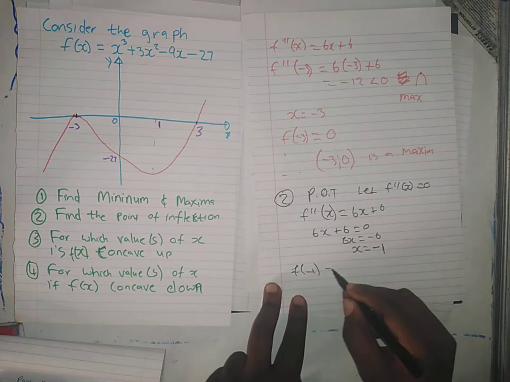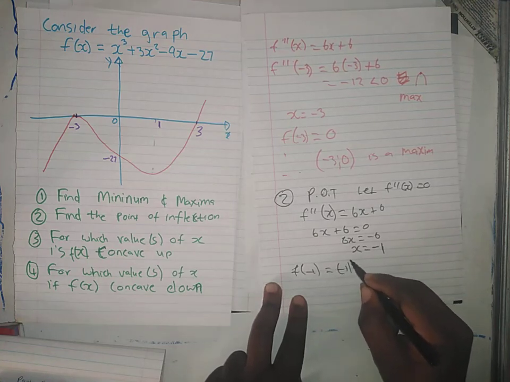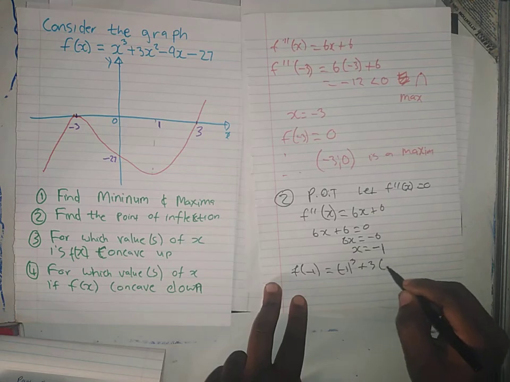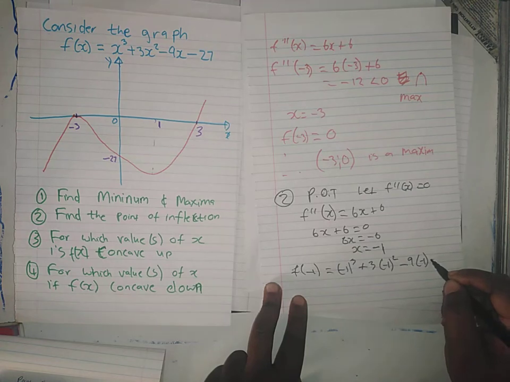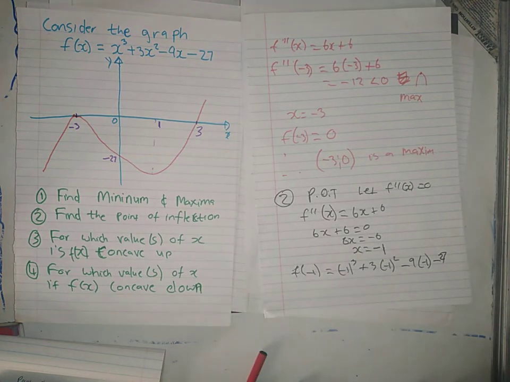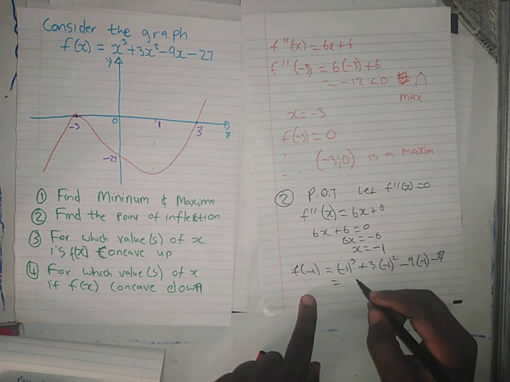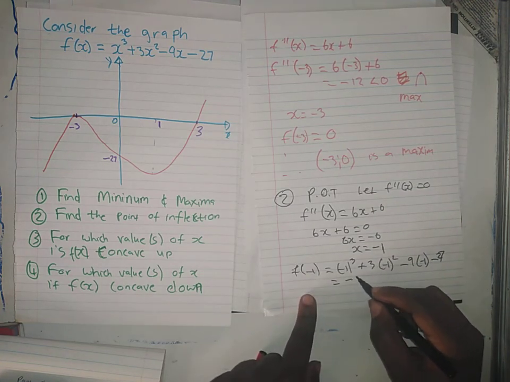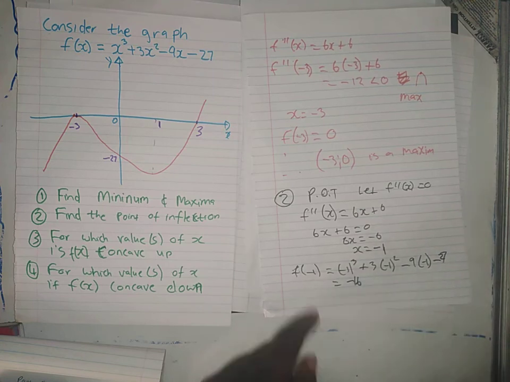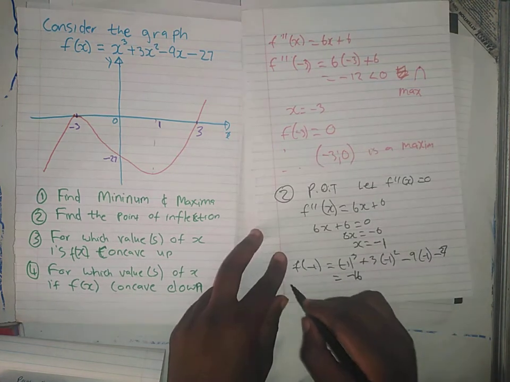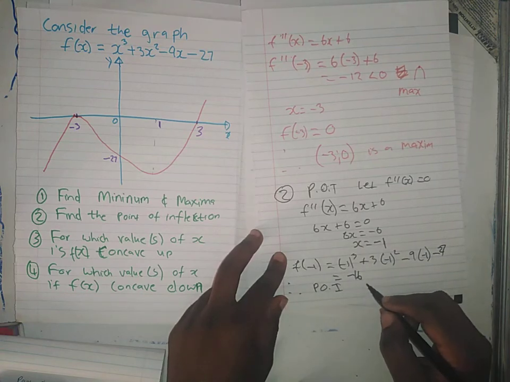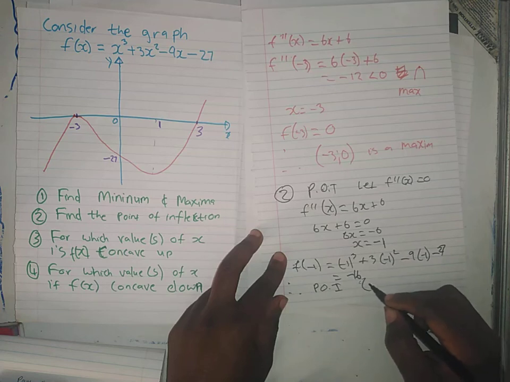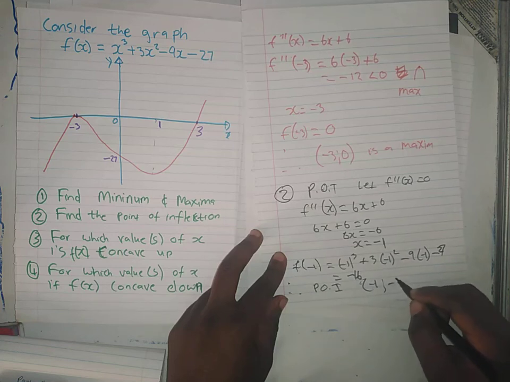which is equal to minus 1 all to the power 3 plus 3 times minus 1 squared minus 9 times minus 1, and then minus 27. And then you can go ahead and put this in a calculator, and you will find minus 16. You can test it. So minus 16 is the y of the point of inflection. So therefore, the point of inflection is x, which is minus 1, and then the y, which is minus 16.